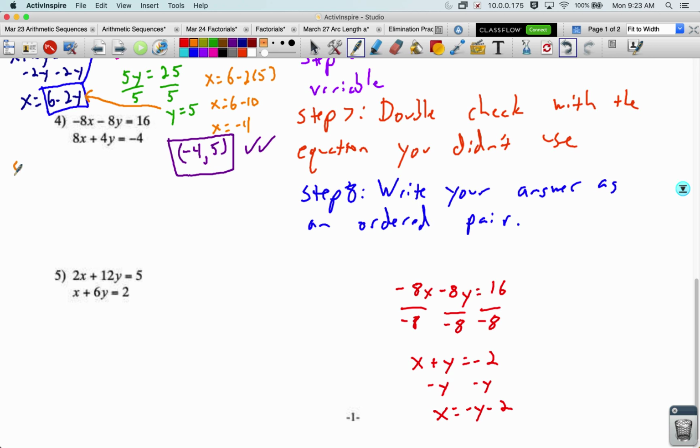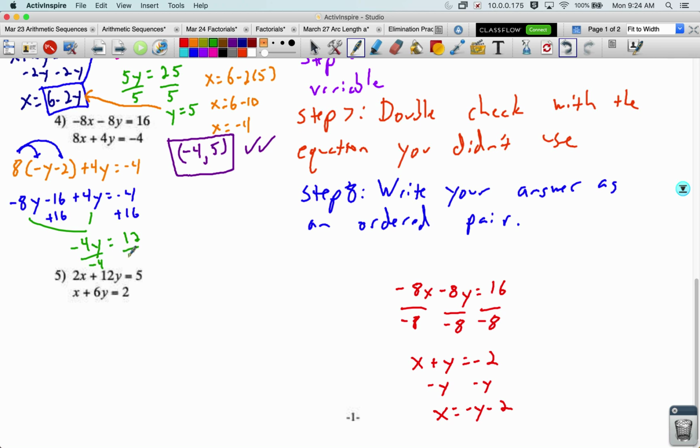So what's that going to look like? 8 times negative y minus 2, plus 4y equals negative 4. Negative 8y minus 16 plus 4y equals negative 4 after I distribute. Let me add 16 to both sides, and then at the same step, combine my like terms. And these come together to become a negative 4y equals 12. Divide by negative 4, divide by negative 4. And I get y equals negative 3.